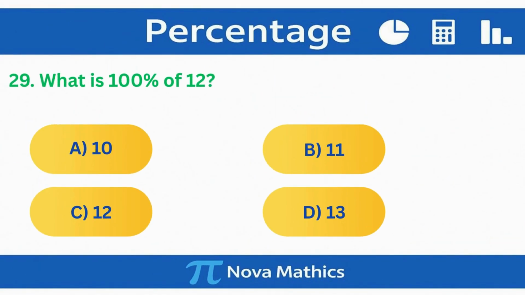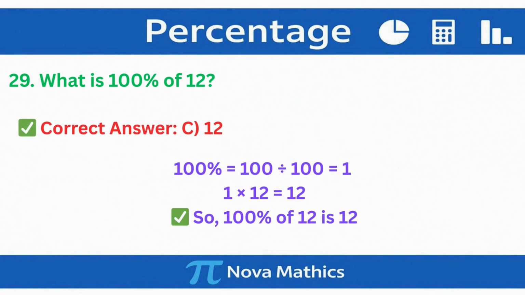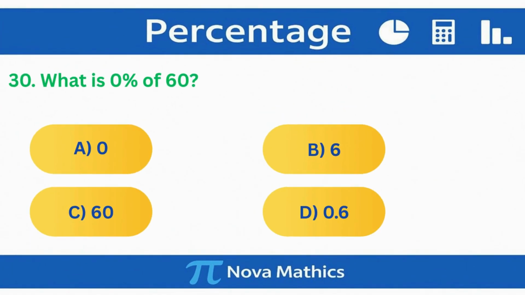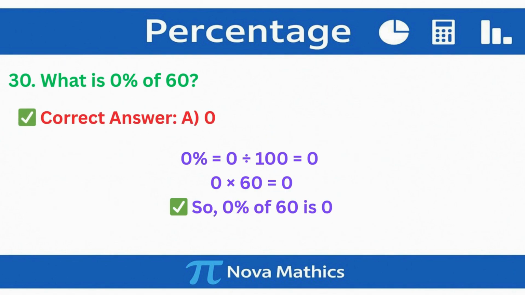29. What is 100% of 12? Correct answer is 12. 100% means all of it, so it's 12. 30. What is 0% of 60? Correct answer is 0. 0% means nothing at all, so the answer is 0.